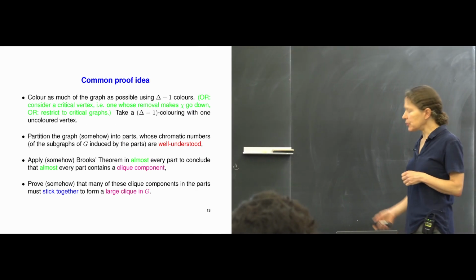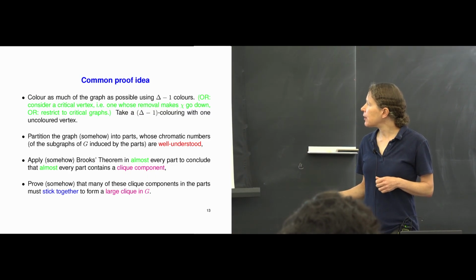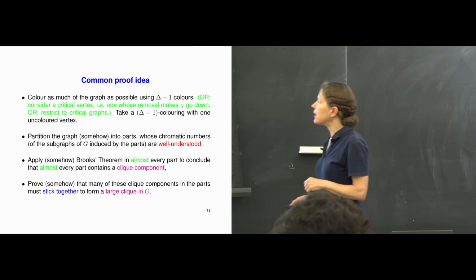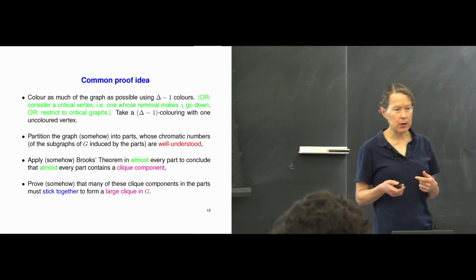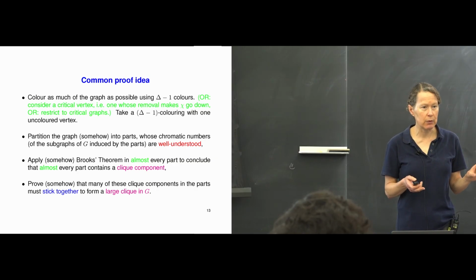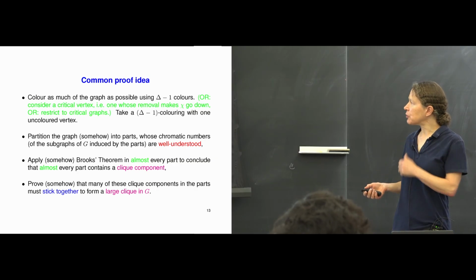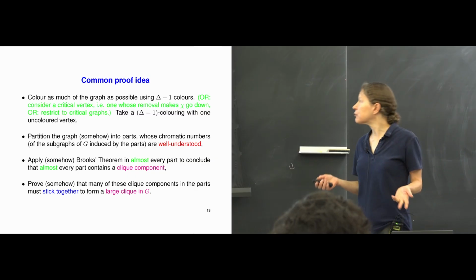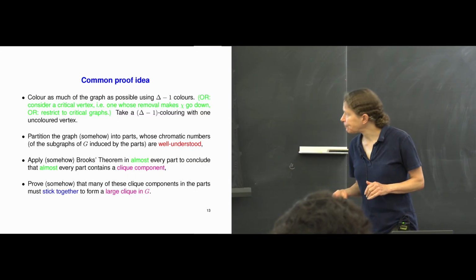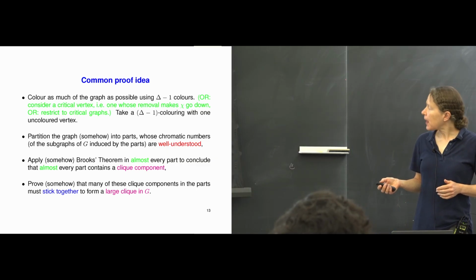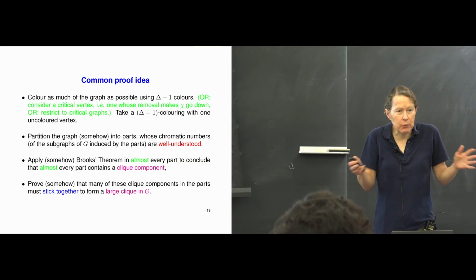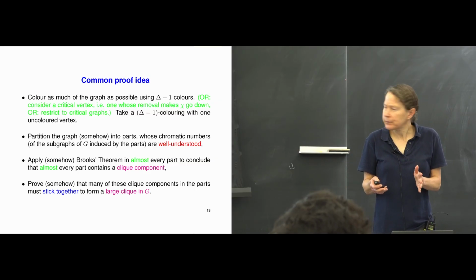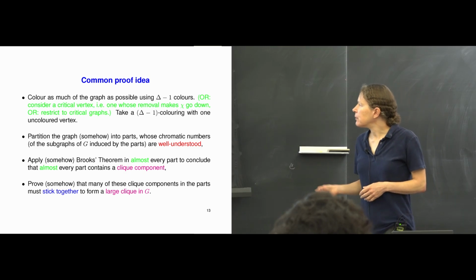So I'm going to try to give you a picture later on about the main idea that is behind all of those results except for the Reed result, which has a different approach. That's a probabilistic approach. And it goes like this, and the ideas you'll see here, we saw them already in our very simple proof with the max cut. The general ideas go like this. You first color as much of the graph as possible using delta minus 1 colors. Maybe you assume the whole graph is critical, or maybe you just have a critical vertex. Doesn't matter. Anyway, you have some uncolored vertex. And then you partition the graph somehow into parts, like we did with the 2 parts, but this turns out to be more parts. And we understand somehow the chromatic numbers of the parts well.